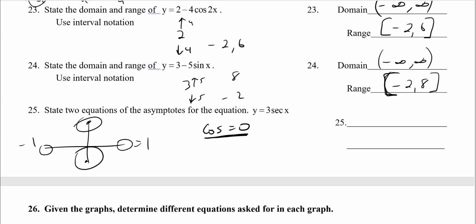So what I'm going to do is, just because this is just an x here, you're going to say x is equal to 90, or think about it in radians. So pi over 2, and x equals 3 pi over 2.